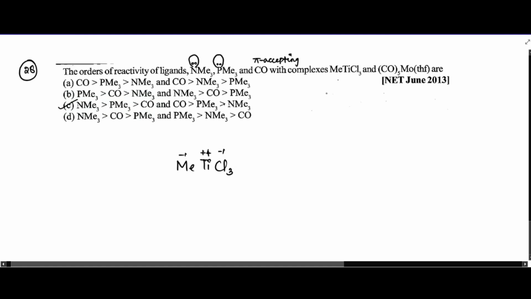Okay. What about the next one? What is the oxidation state? Tetrahydrofuran is neutral. Carbonyl is also neutral. Molybdenum is in zero oxidation state. So not even one electron has been lost. So, it is completely okay if this molybdenum forms a bond with carbonyl.